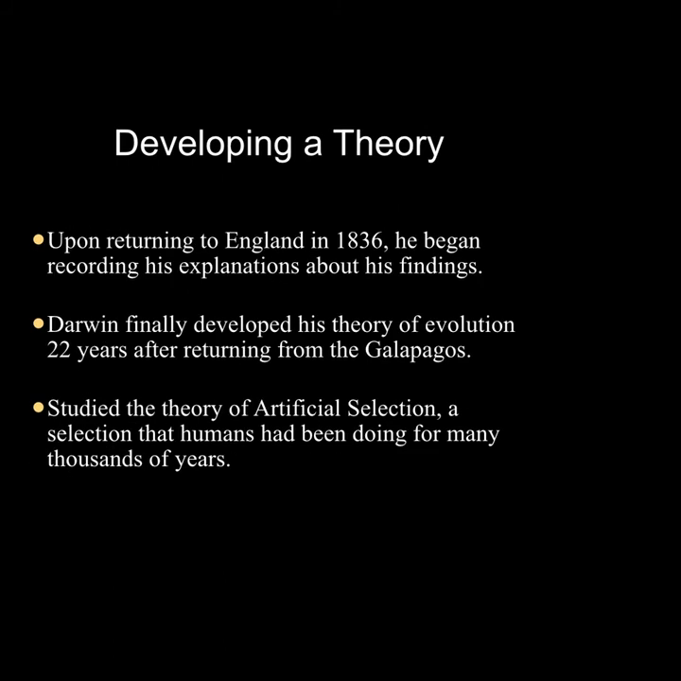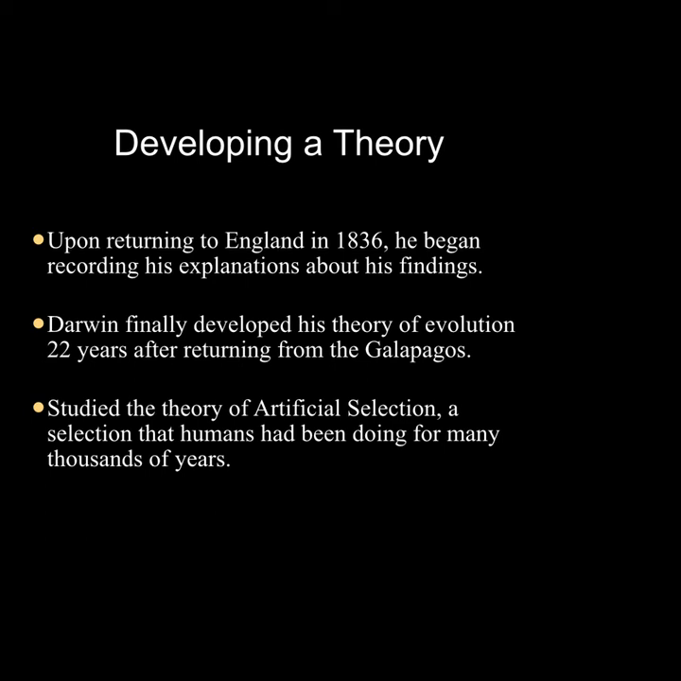Upon returning to England in 1836, he began recording his observations, writing, organizing them slowly over time. He developed his theory of evolution 22 years after returning from the Galapagos. It was in the process of being refined all along the way.